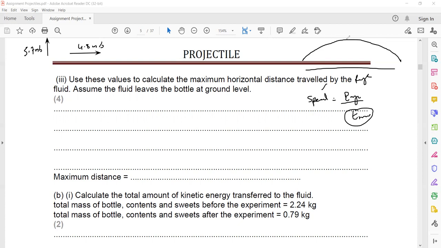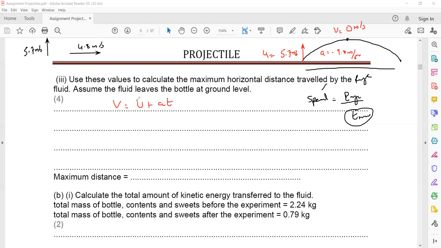Now, how do we get the time to reach the maximum height? We have the vertical component, which is 5.7, and at the maximum height the vertical component is 0. Because it decelerates, the acceleration will be minus 9.8 meters per second squared, since the vertical component is decreasing. So we have initial velocity, final velocity and acceleration, so we can find the time to reach the maximum height using v = u + at.